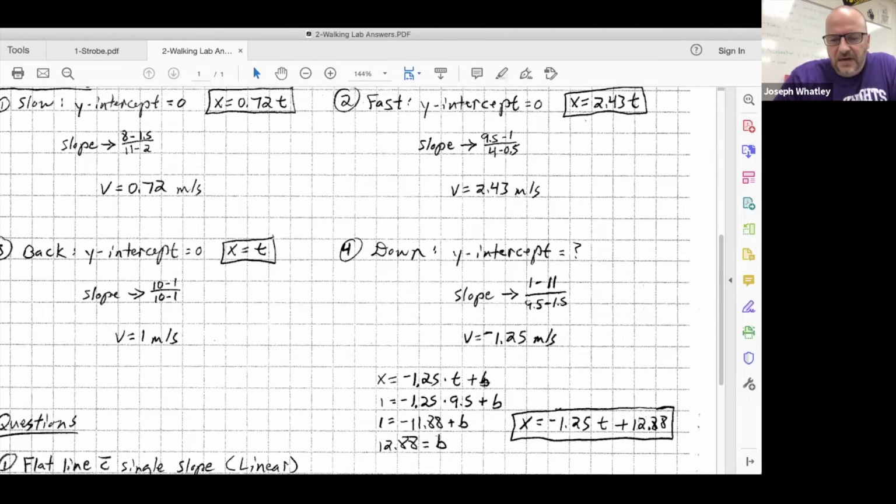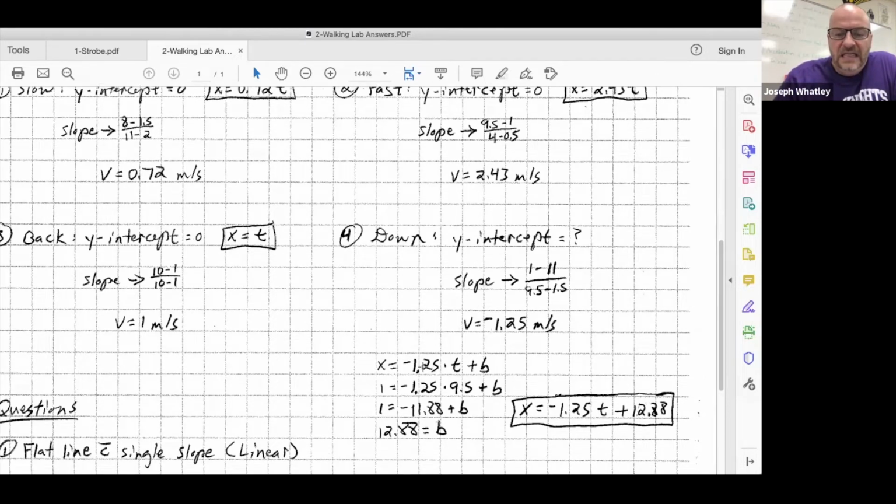I'm a little ashamed that I put B there. I should have put X naught, but it was a long day. So I was able to calculate my slope, and I got negative 1.25. So X equals negative 1.25 times T plus, should have been X naught, but it was a long day, so I put B.